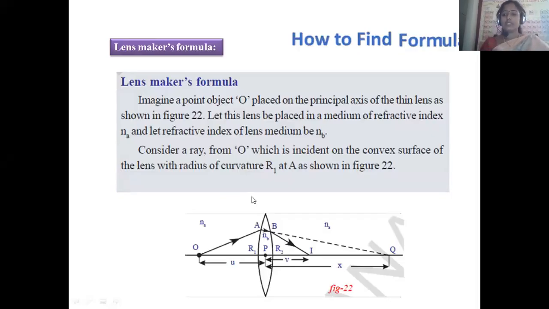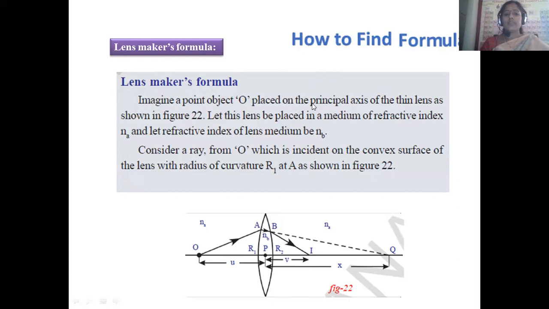The next topic is about the lens maker's formula. It is the most important one. We are going to derive the lens maker's formula by using this experiment shown in figure 22. It is a ray diagram plotted between the object and the image formed at different distances. Here two possibilities are there within the ray diagram. Let us go with the lens maker's formula derivation.